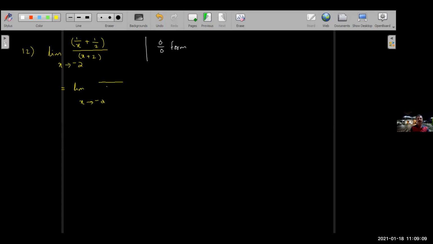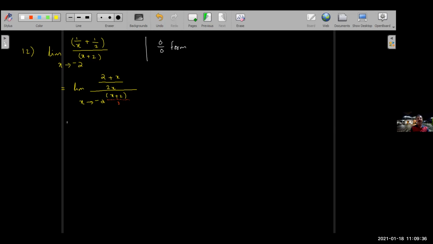This is 2x. Then this will be 2 plus x. The whole by denominator we have x plus 2. See, x plus 2 means we have x plus 2. It's a fraction, is it? X plus 2 divided by 1. It is understood.